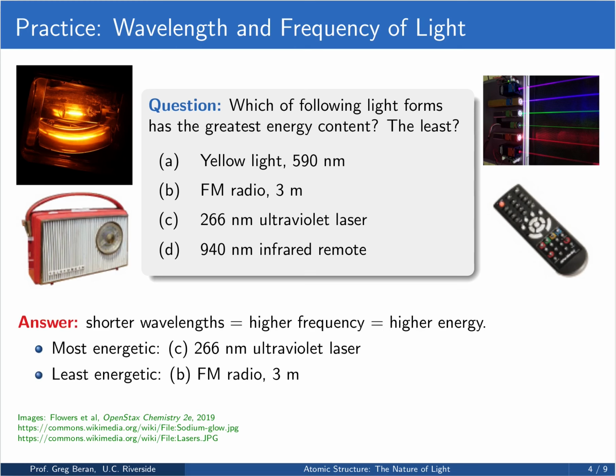The answer here relies on remembering that the shorter wavelengths have higher frequencies and higher energy. So here we know that the radio waves are considerably longer at 3 meters than any of the other 3 in the nanometer range. And so we want to look for the shortest of these, and it's going to come from one of the 3 in the nanometer, and the shortest of those is the ultraviolet laser at 266 nanometers. The FM radio, being the longest wavelength, is going to have the lowest frequency and the lowest energy content, and so that's going to be the least energetic.